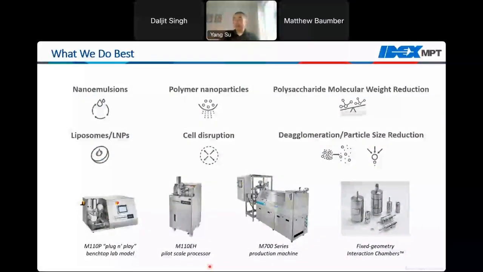So this is a quick summary of some of the applications where the technology works very well. It ranges from liquid systems, including emulsions, liposomes, polymer nanoparticles, and lipid nanoparticles, all the way to dispersions such as cell disruption, deagglomeration, and particle size reduction, which are all good applications for our technology. And as I mentioned, we have systems that cover the entire range from R&D to pilot to production, all using our unique interaction chamber designs.